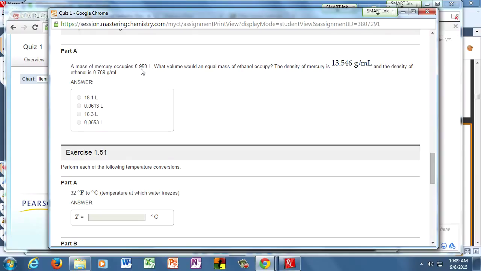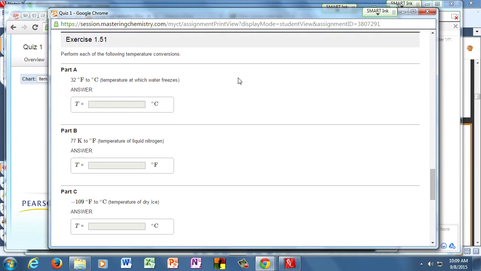All right. This is the same question as that sort of complicated liquid nitrogen question that we went over in class. You have a certain volume of something of a certain density. What would be the volume that an equal mass of something with a different density would take up? So you solve for the mass of mercury here by converting to milliliters, 950, and multiplying by the density. Then you divide that answer by 0.789 to find how much space that ethanol would take up.